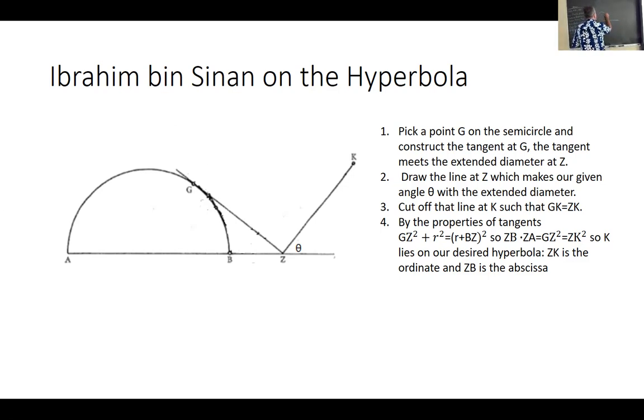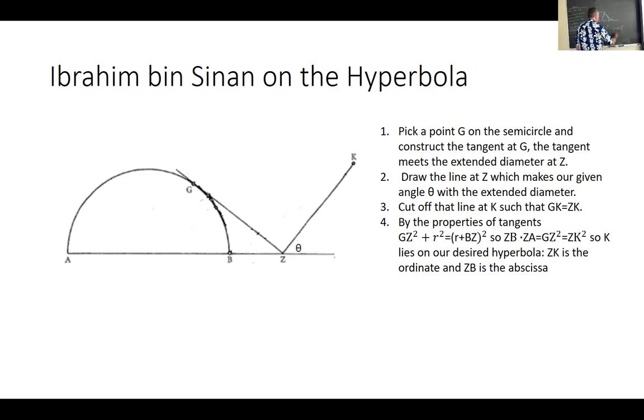So what does it mean to be a tangent? Well, that means that this angle here is going to be 90 degrees. So the angle that a tangent makes with the radius is 90 degrees. So we can do Pythagoras' theorem on this. So this is B, and this is some R, the radius. So we have R squared plus GZ squared equals (R plus BZ) squared. That follows from Pythagoras' theorem.